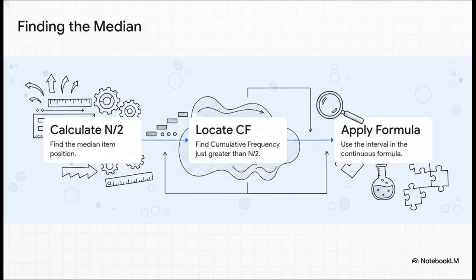Step 2, glance over at your cumulative frequency column, which by the way is really just a running total of your frequencies, and find the value that is just greater than your n over 2 result. That right there locks in your median class interval. And step 3, you just plug that interval's lower limit, the frequency, and the cumulative frequency into the continuous series formula. Step by step, it practically solves itself. Believe it or not, this is exactly the process real analysts use to find median housing prices without some crazy outlier mansion ruining the metric.